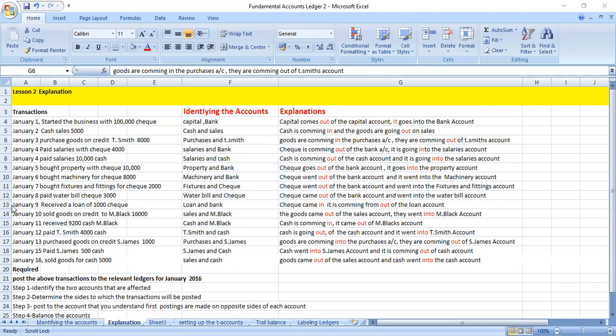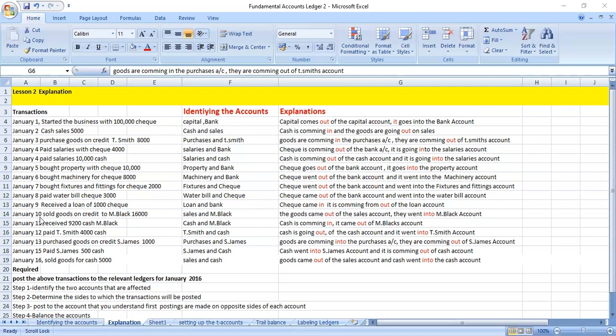The next one says, January 9, received a loan of $1,000 check. The two accounts affected are loan and bank, right? Loan and bank. The check came in and it is coming out of the loan account. So we are assuming that you would have received some money in the form of a loan. So that loan now is coming out of the loan account and it is going into the bank account so that you can use it to do whatever it is that you would like to.